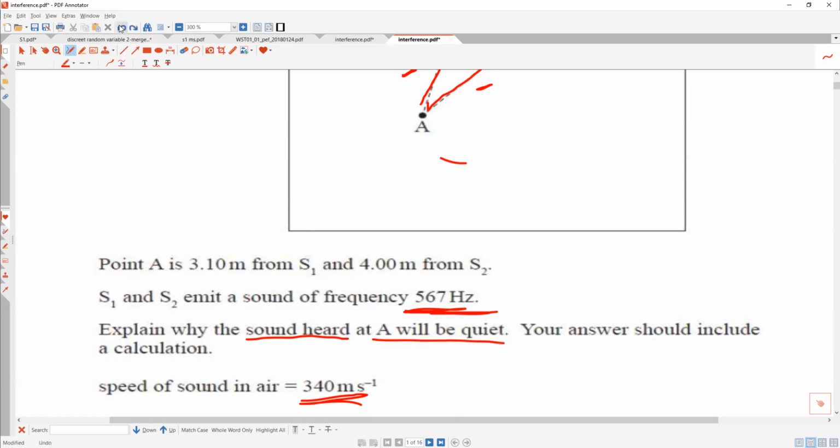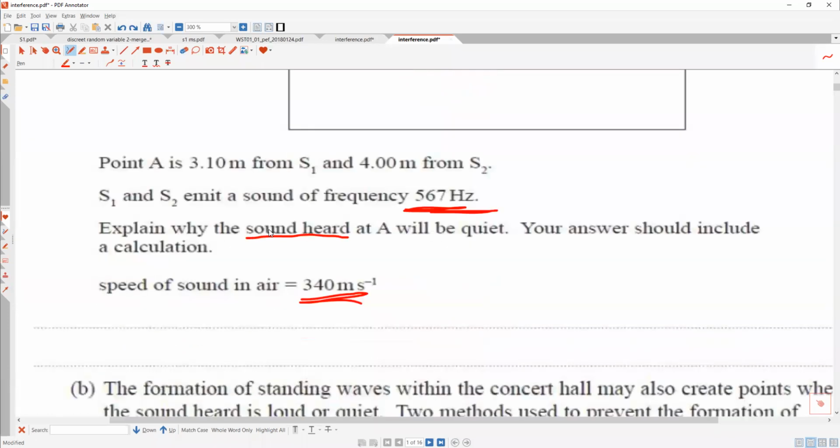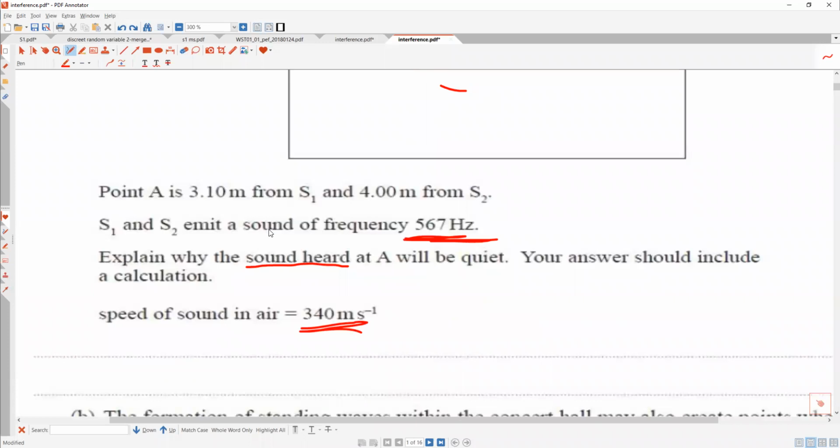When the sound heard at A is going to be quiet, it is a minima, and when something is a minima, the path difference is an odd multiple of half a wavelength, n plus half lambda. Let's see what's happening here. First of all, let's find the path difference.